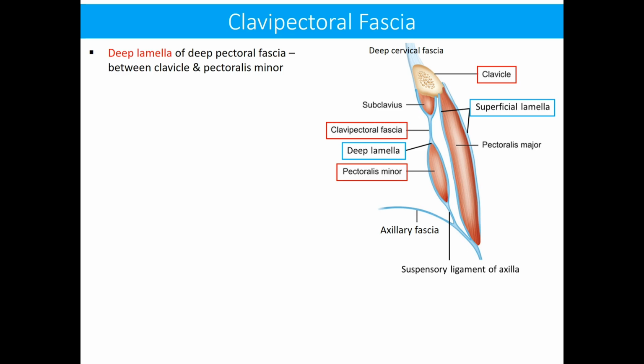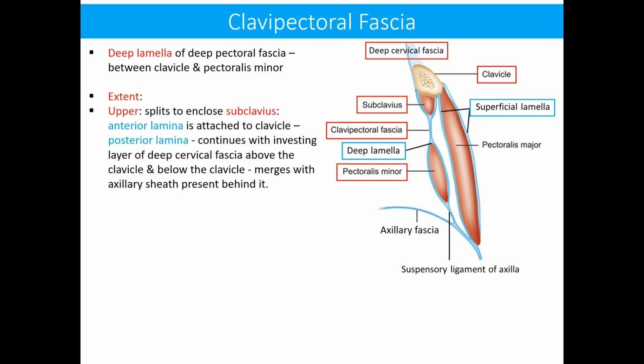Clavipectoral fascia is deep lamella of the deep pectoral fascia which lies between clavicle and pectoralis minor. At its upper extent, it splits to enclose subclavius. Its anterior lamellae is attached to the clavicle, whereas the posterior lamellae or lamina continues above with the investing layer of deep cervical fascia above the clavicle, and below the clavicle it merges with the axillary sheath which is present behind this fascia.